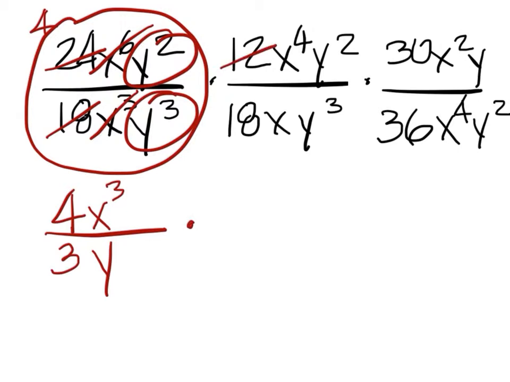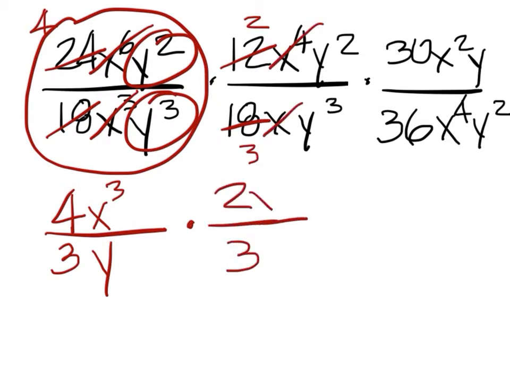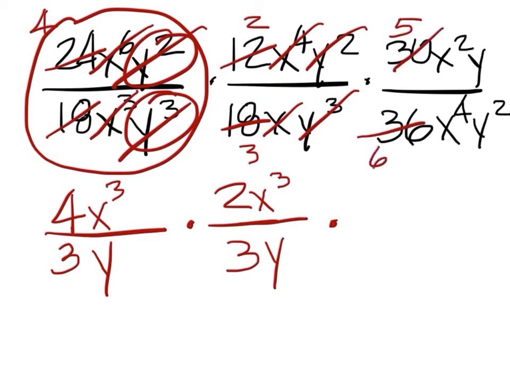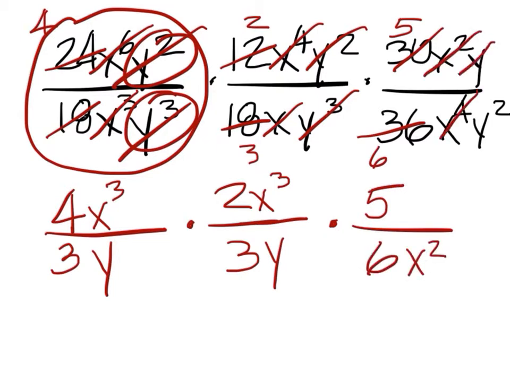Over here, 6 goes into 12 twice and into 18 3 times, so you have 2 over 3. And x to the 4th over x is x to the 3rd on top, and this is the same as what we had over here, so it's y on the bottom. 6 into this 5 times, and into this 6 times, so 5 over 6. And then this over this leaves you with an x squared on the bottom, and that leaves you with not a y on the top, but a y on the bottom.